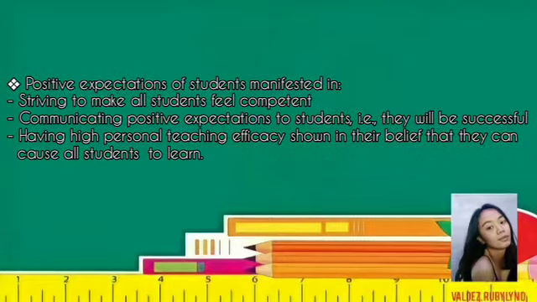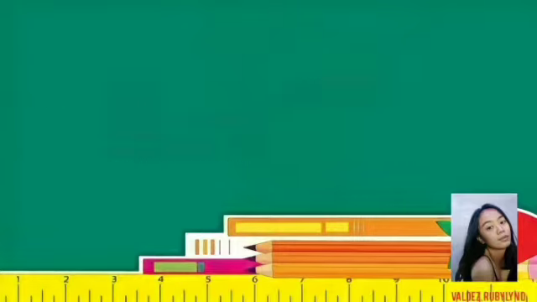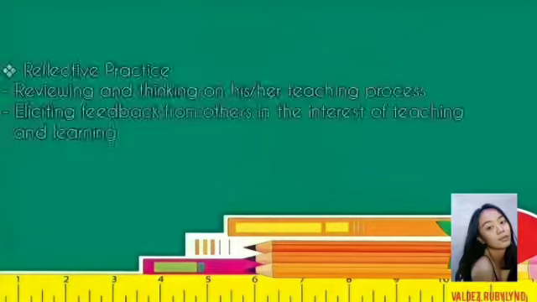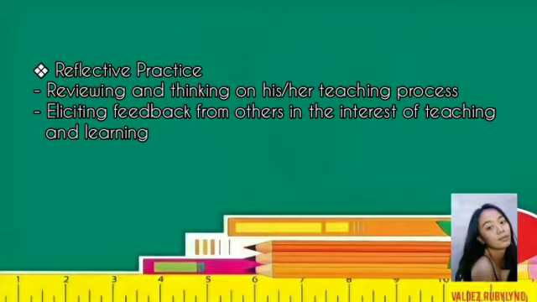Sixth is the positive expectations of students, manifested in striving to make all students feel competent, communicating positive expectations to students, for example, they will be successful. Having high personal teaching efficacy shown in their belief that they can cause all students to learn. And lastly, we have reflective practice. That is, reviewing and thinking on his or her teaching process, eliciting feedback from others in the interest of teaching and learning.